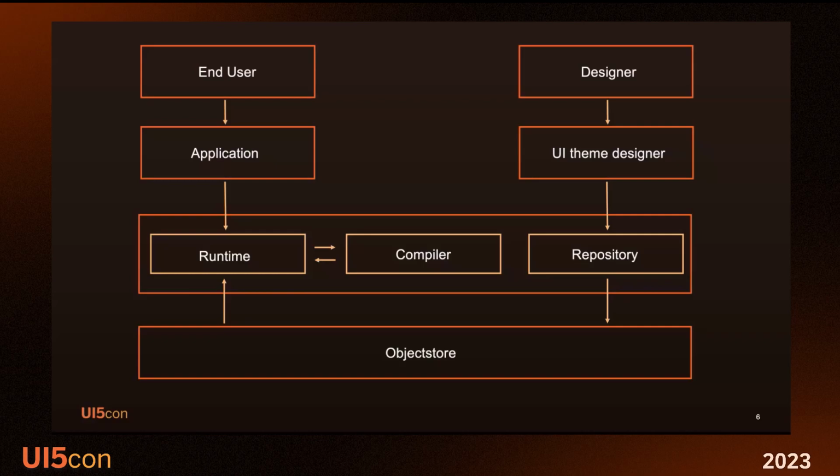So the designers start using the UI theme designer, build the custom theme. In the end, it is saved in an object store. And if the end user calls an application, the application loads the custom theme out of the object store. It is compiled for your application, and the custom theme is rendered, and the end user sees the custom theme in the application.